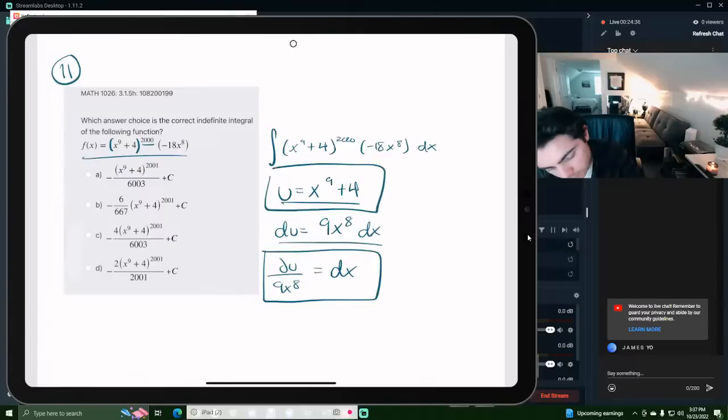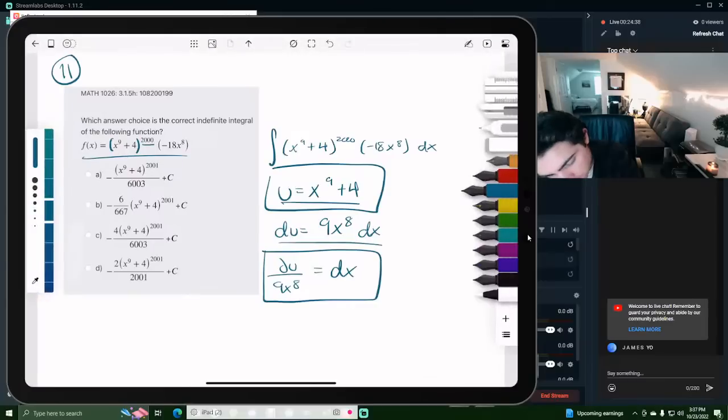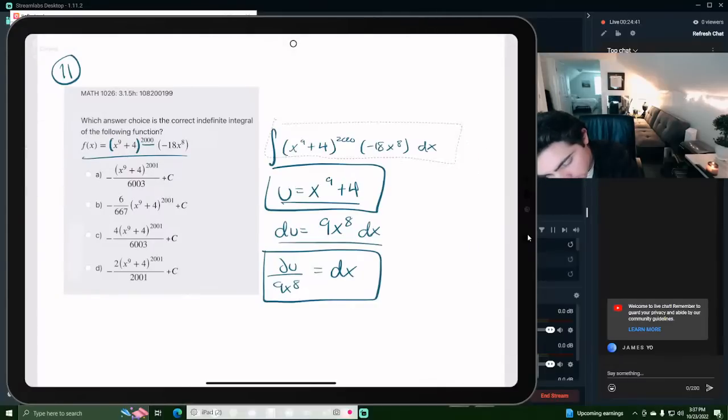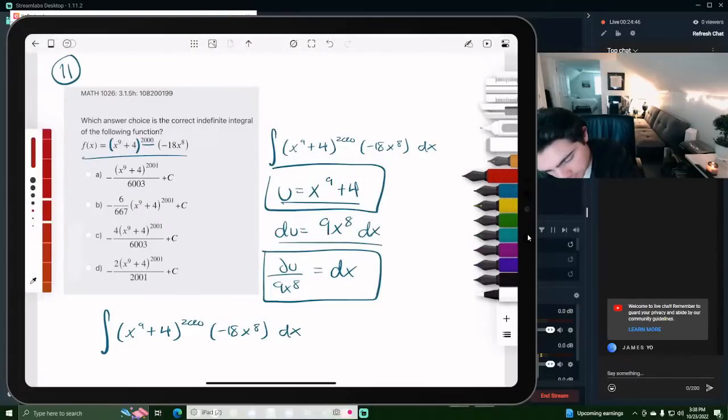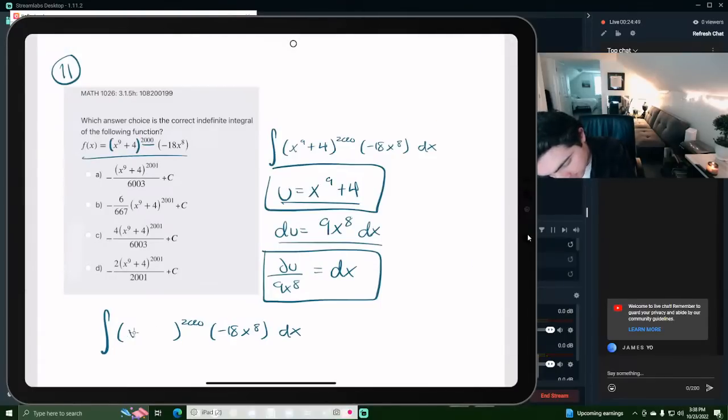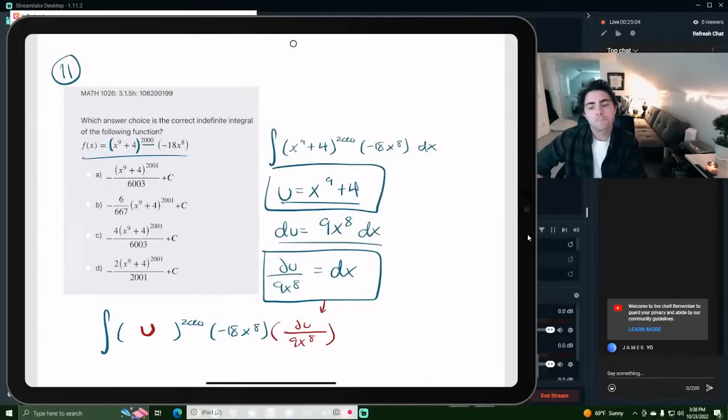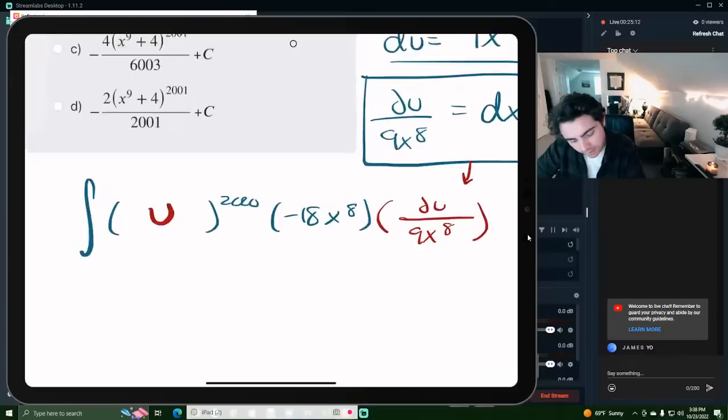We have our dx, we have our u. We're going to make some substitutions with this original integral here. So in place of x to the 9th plus 4, we're going to plug in u. And in place of dx, we're going to plug in du over 9x to the 8th. And now what this does is help us get almost the entire integral in terms of u's and du's, but we still need to eliminate the x terms.